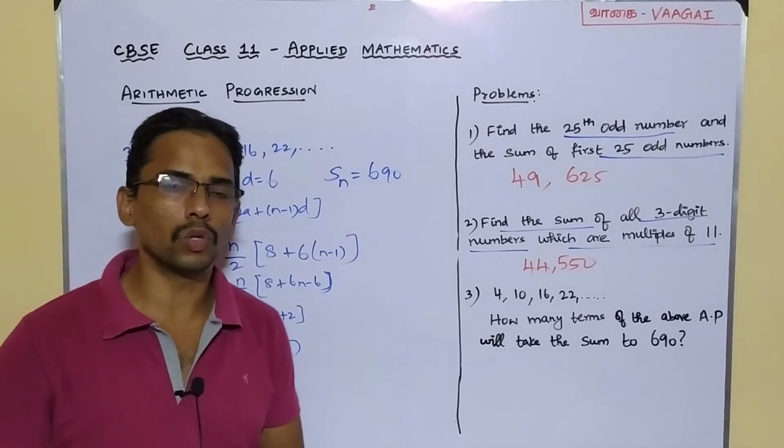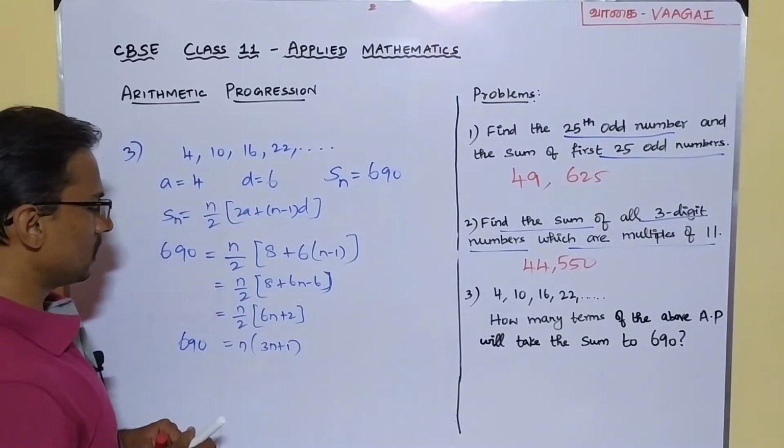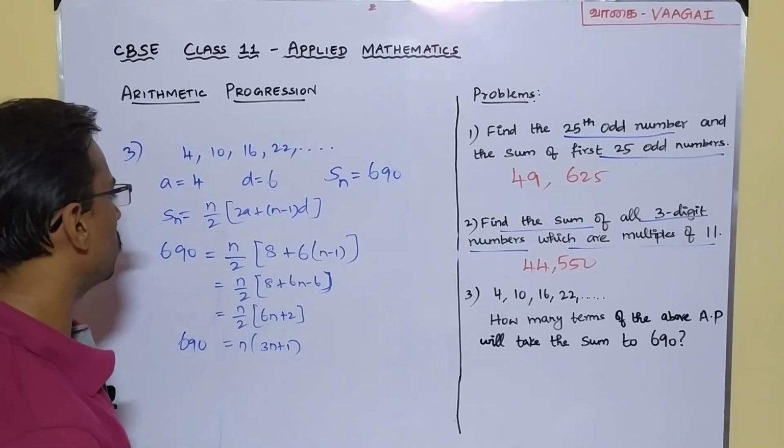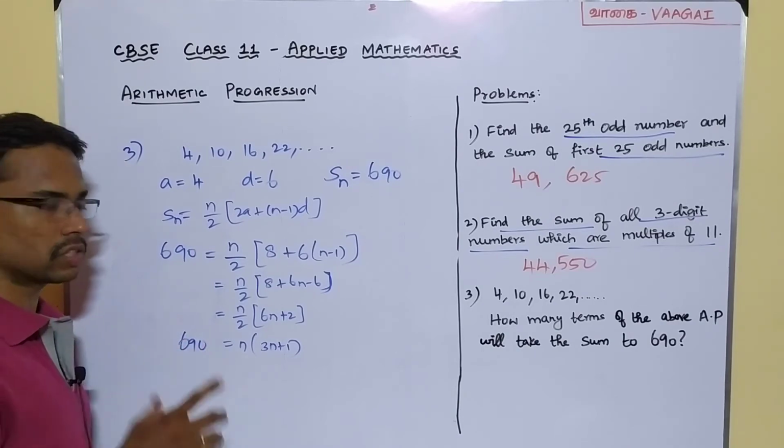So what next? We have got an equation here. This is like a quadratic equation, is it or not? So we are ending up with a quadratic equation. We have no other way. We have to solve this quadratic equation in order to get the answer.